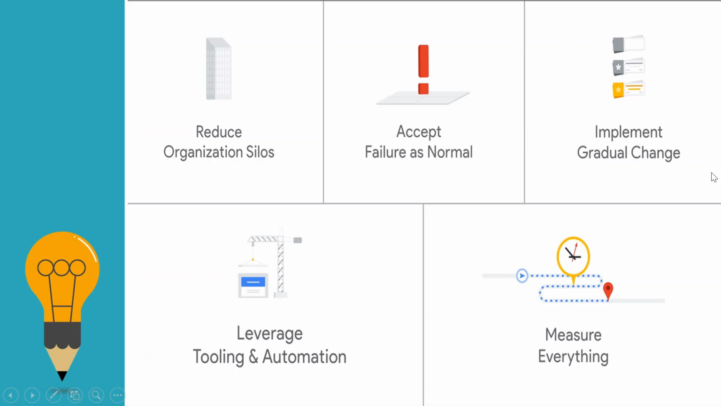Implementing gradual change: everything happening in one shot is not possible. We need to gradually adopt the changes, gradually monitor everything, and document everything, so that if something happened one day, it should not happen in future. Leverage tooling and automation, and measure everything. This is the main thing.